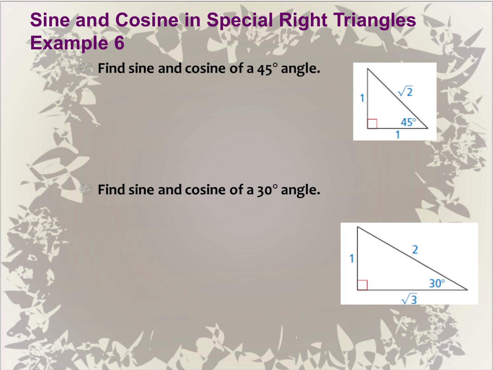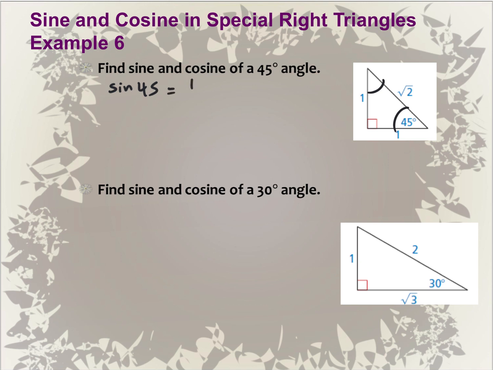So we have sine and cosine in special right triangles in example 6. To find the sine and cosine of a 45-degree angle, since it's a 45, 45, 90, this is a special right triangle. The sine again is opposite over hypotenuse. The cosine again is adjacent over hypotenuse. So it's always the same way. So if we do the sine of 45, it doesn't matter if you go from this 45 angle or from this 45 angle, because it's going to be the same every time.